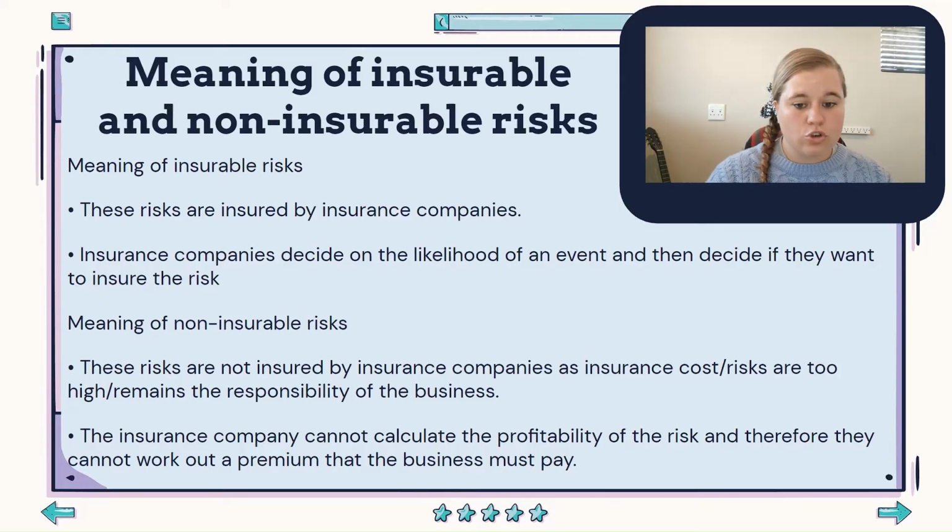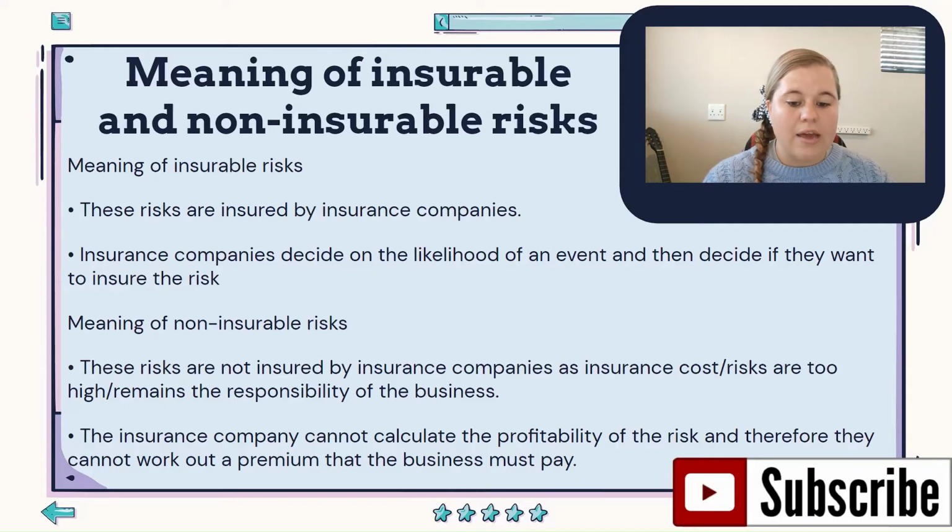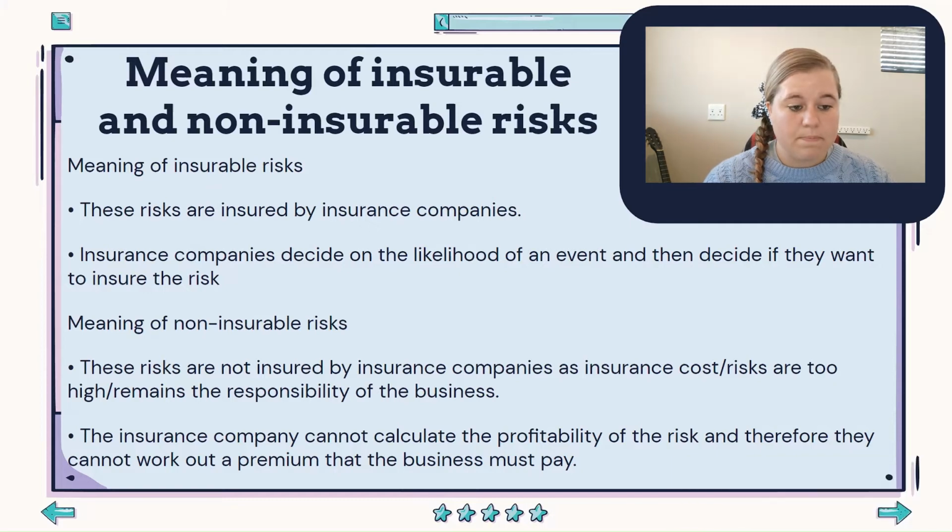Meaning of non-insurable risks. These risks are not insured by the insurance companies as insurance costs or risks are too high and it remains the business's responsibility. The insurance company cannot calculate the profitability of the risk and therefore they cannot work out a premium that the business must pay.